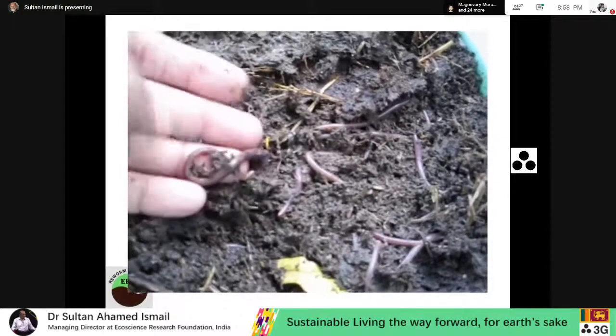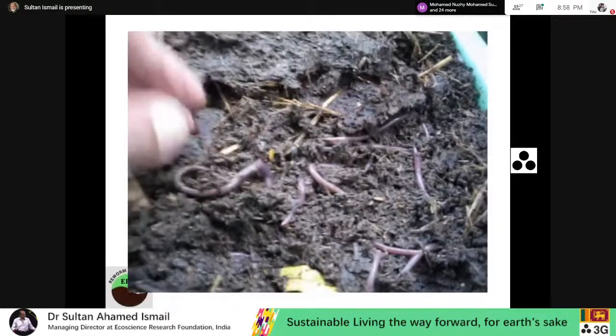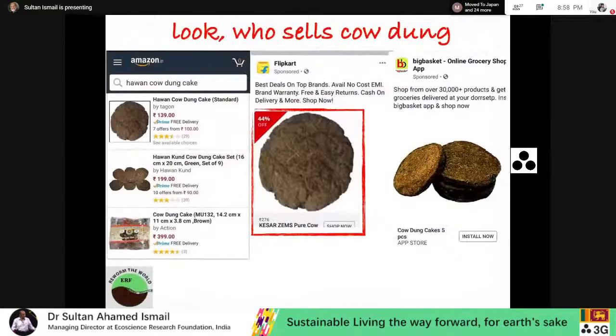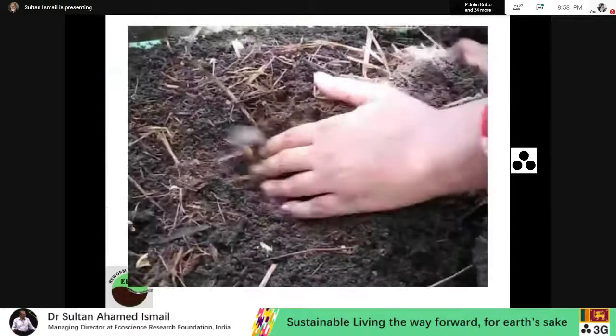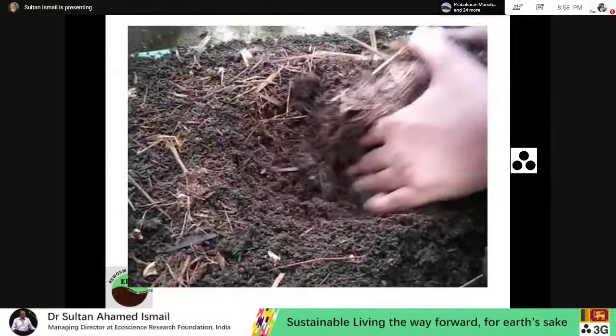Very simple. And if you want to know where can I get the dry cow dung pat, is it available? Yes, it is available on Amazon, on Flipkart, on Big Basket. Why I'm trying to show this slide is look at the cost of it. Flipkart sells one piece at 276. At what cost do they buy from the farmer? Amazon sells it 140 rupees a piece. You can understand what is happening, right? And that is vermicompost.